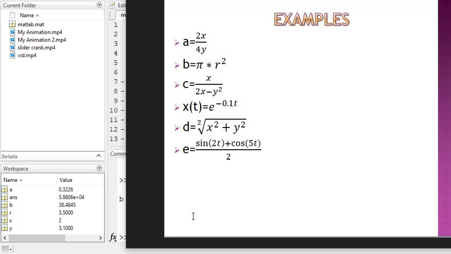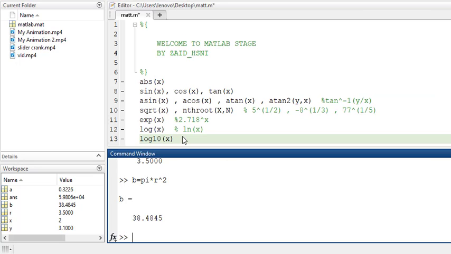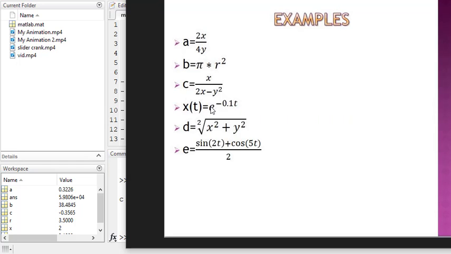The third example, c is equal to x divided by 2x minus y squared. I already initialized x and y, so I have to type c equals x divided by 2 times x minus y squared, to the power 2. Hit enter. Minus 0.35.